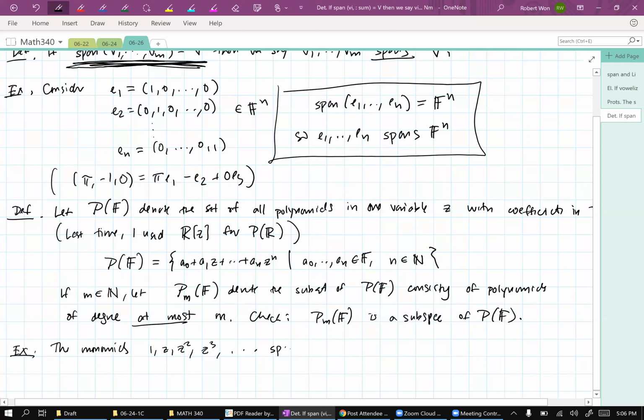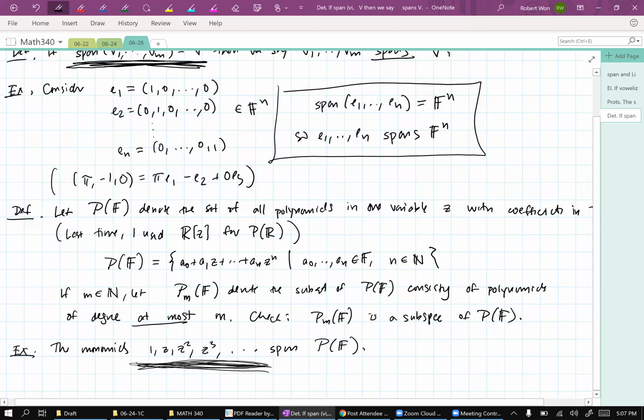These span the vector space of the set of all polynomials, right? Why is this true? Well, again, what is the span of these polynomials? It's all possible linear combinations of those polynomials, and of these monomials. And we know that every polynomial you can write as some linear combination of these monomials, right? That's sort of the definition of a polynomial. So these infinitely many monomials span P of F.